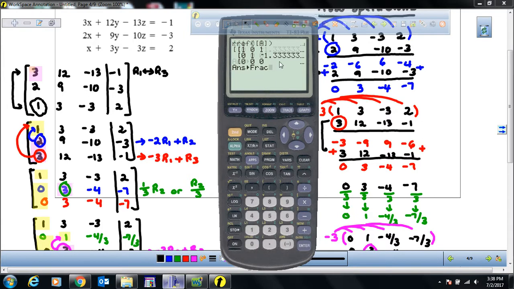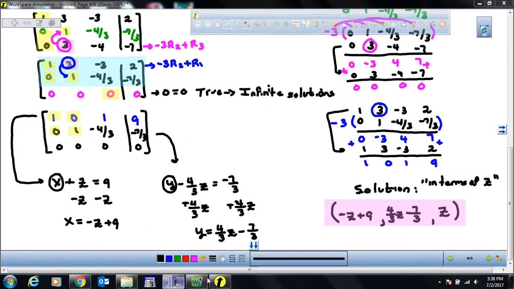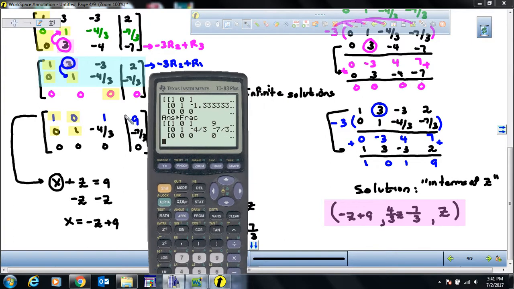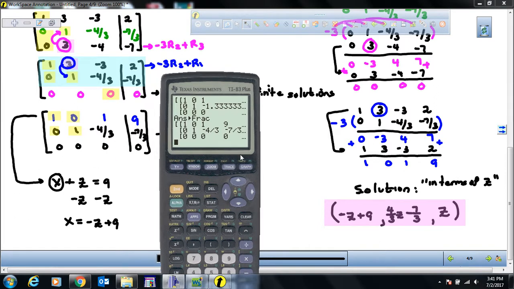So you see, right here there should be an equal sign between the negative 4/3 and the negative 7/3, between the 1 and the 9, between the 0 and the 0. There should be an equal sign, a vertical bar, but we don't see it here. Okay, but if you see, let's go back to the last equation that we got. It should be exactly the same thing that we got on my last set of equations: 1, 0, 1, 9, 0, 1, negative 4/3, negative 7/3, and 0, 0, 0, and 0, which is the exact same thing.